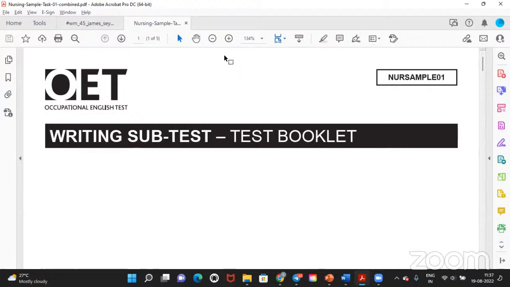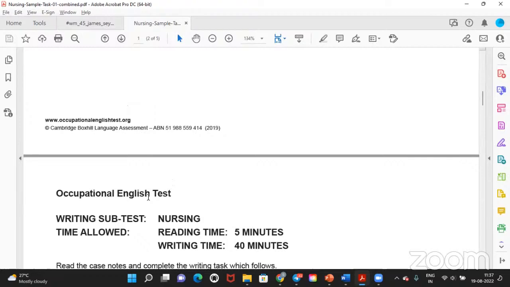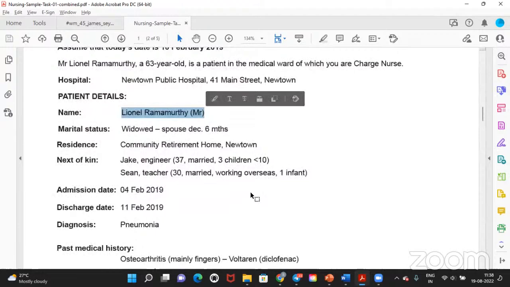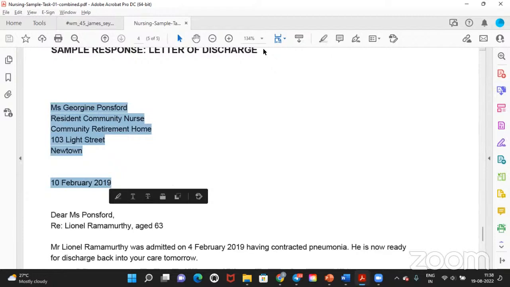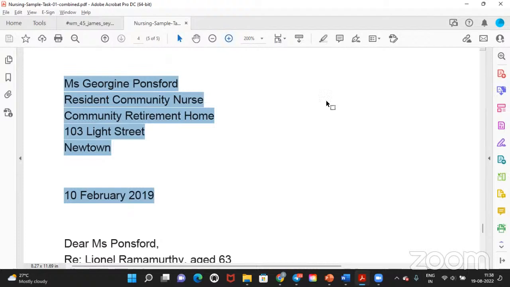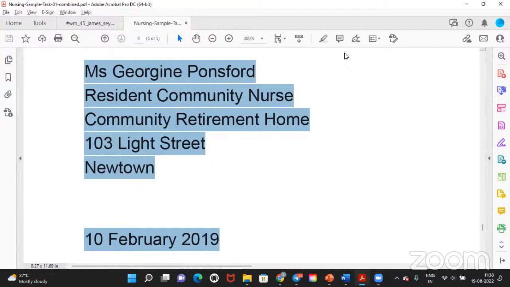Now you see, this is the letter for Lionel Ramamurthy. And in this letter, you see what is right and what is first and what is second. So I think this is enough for you. I don't think you need anything else. So, Mr. Darpan, unmute. Yeah, Darpan, is that clear for you? Yes, sir, I got it.